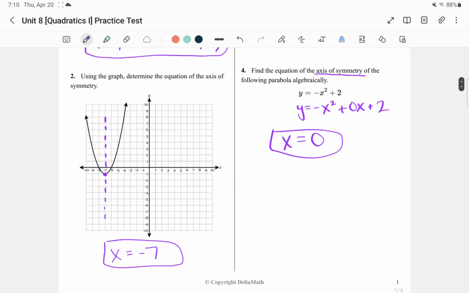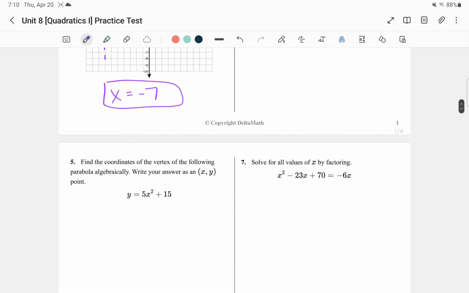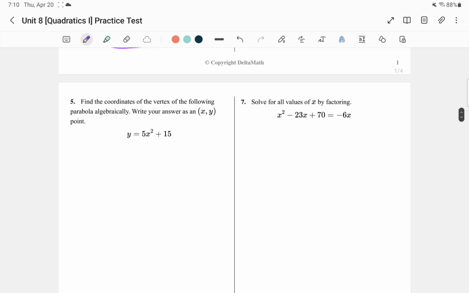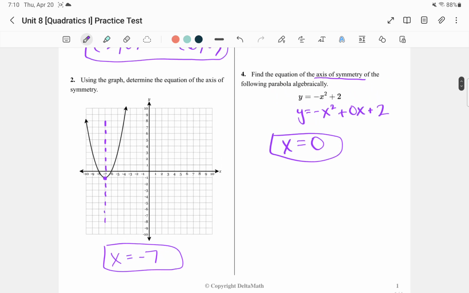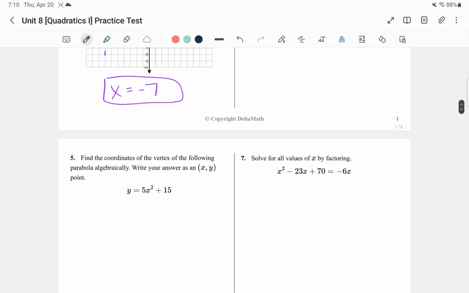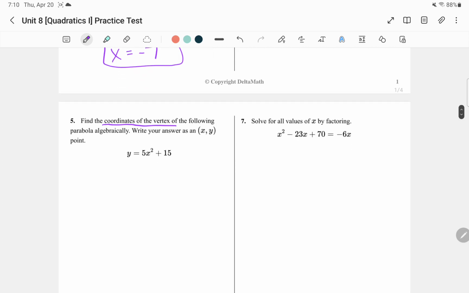So for number 5, I think it's another one that's looking kind of weird. So with this one, and I'm actually kind of glad this just happened to have these because these weren't in our notes. But this is, again, what you're going to do if you have a question like this. If there's no x, that means b is 0, so x is going to be equal to 0 for the axis of symmetry. If it's asking you to find the coordinates of the vertex, it's not just going to be 0, 0.